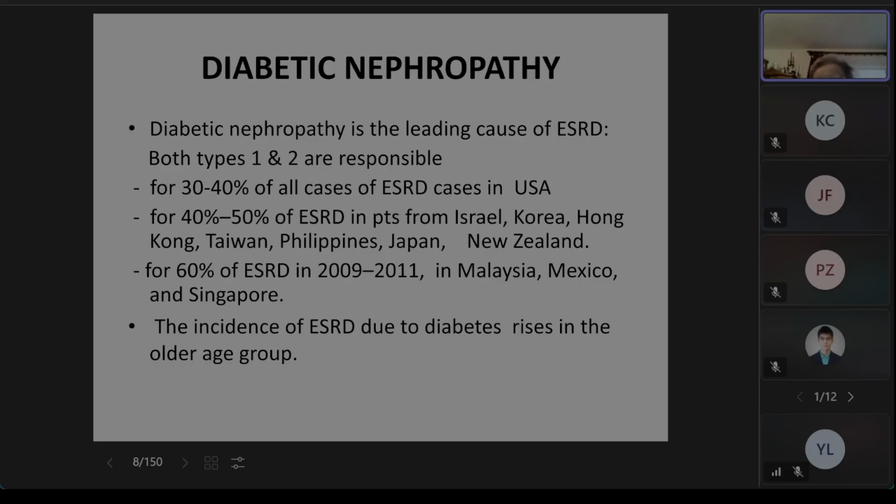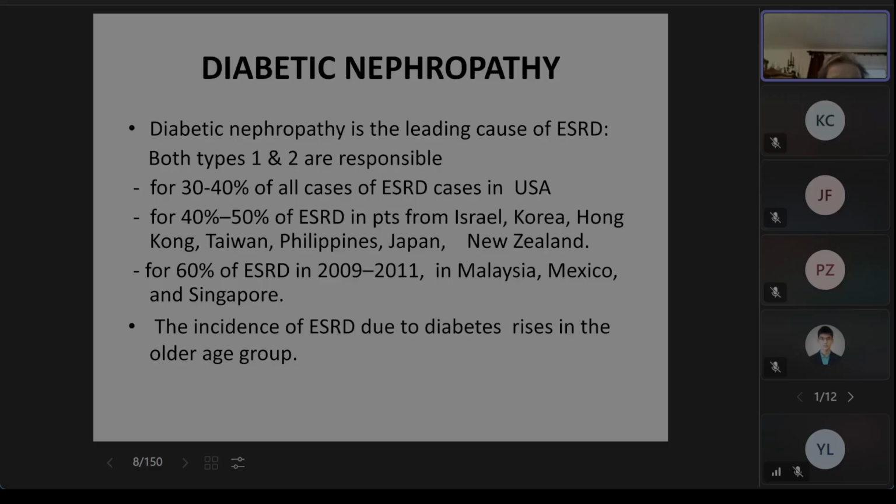Both types of diabetes mellitus can lead to end-stage renal disease. In some countries, like the United States, there are almost 40% of people with end-stage renal disease suffering from diabetic nephropathy. But in other countries, the percentage is even higher. For example, in Israel, Korea, Hong Kong, Taiwan, Japan, New Zealand, and Philippines, there are almost 40 up to 50% of patients with end-stage renal disease because of diabetic nephropathy.